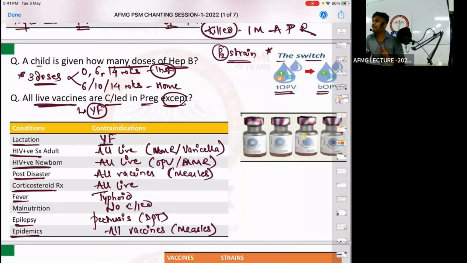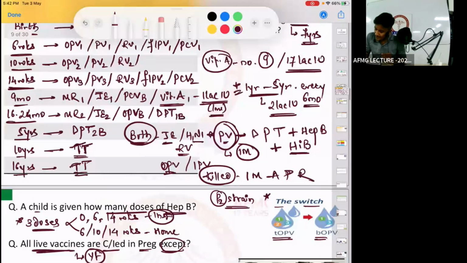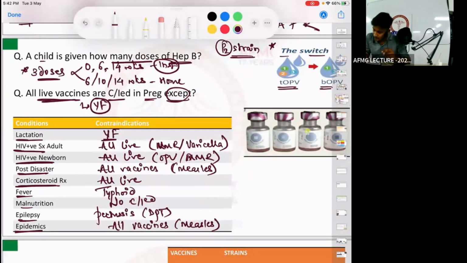So bivalent OPV contains which strains of polio? P1 and P3. This was called as which program? The switch program, from trivalent OPV to bivalent OPV. Okay? And National Switch Day of India was 25th April 2016.